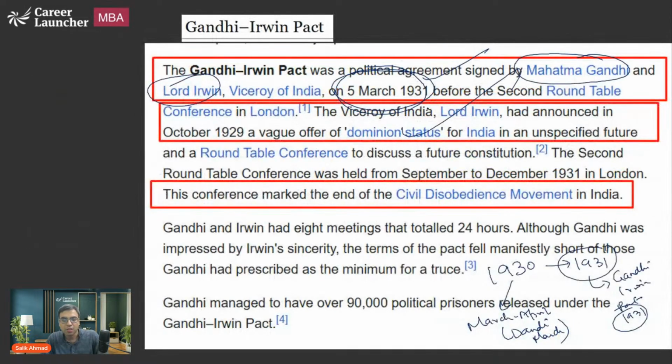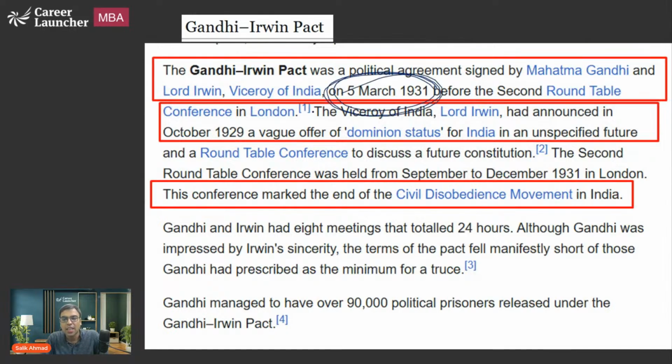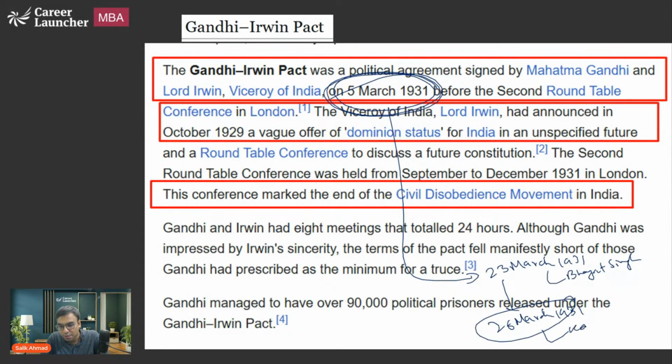Look, let me tell you the sequence. 5th March 1931, Gandhi-Irwin Pact signed. 23rd March 1931, Bhagat Singh was hanged. Bhagat Singh, Sukhdev and Rajguru, they were hanged. And 26th March 1931, Karachi session of Indian National Congress starts. So when Gandhiji was going to Karachi, he was shown black flags. Why? Because people said, why didn't you force the British to accept not to hang Bhagat Singh, Sukhdev and Rajguru?